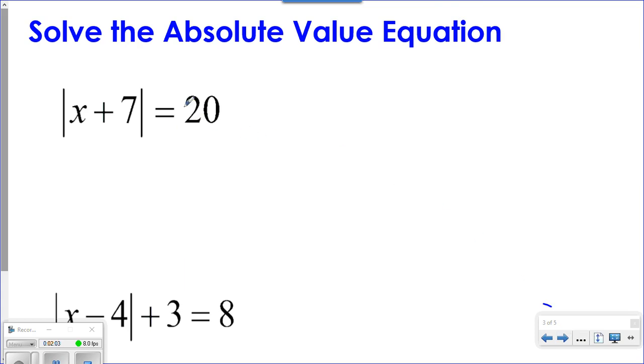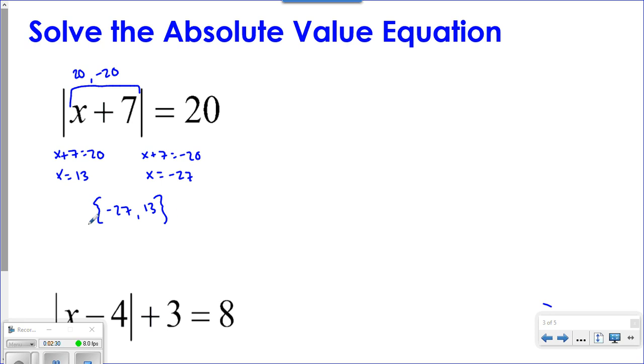If we look at this one, we know that the whole inside has to be 20 units from 0, so it's either equal to 20 or negative 20. So we're going to write two equations. x plus 7 equals 20, or x plus 7 equals negative 20. We solve each of these independently, so x equals 13, and x equals negative 27. Put that together in our brackets for our solution set.